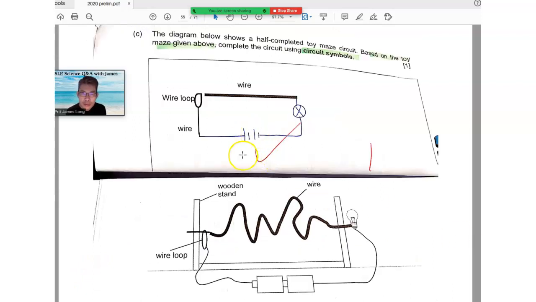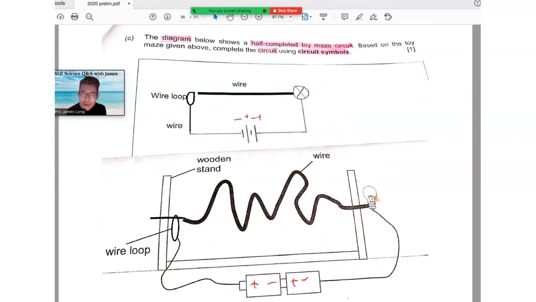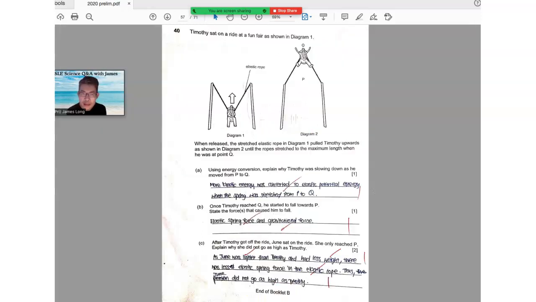Next one here, take note. This is plus, minus, plus, minus. Many of you put down minus, plus, minus, plus. So be very careful. How do you know this side is plus, minus? Because see, wire loop here, wire loop here. So orientation is important. And this is in series. So it's also in series. Now, this answer will be wrong because it shows minus, plus, minus, plus. It's plus, minus, plus, minus.